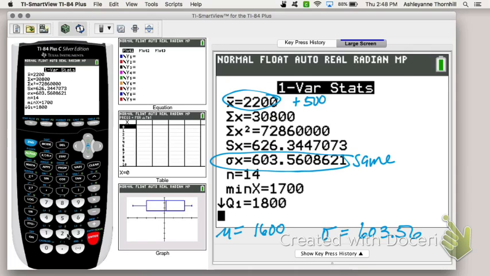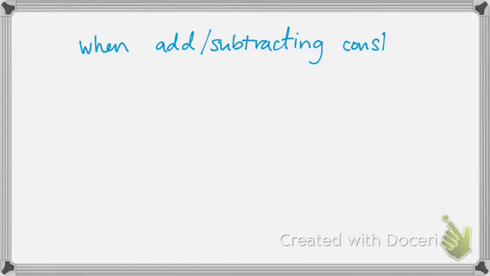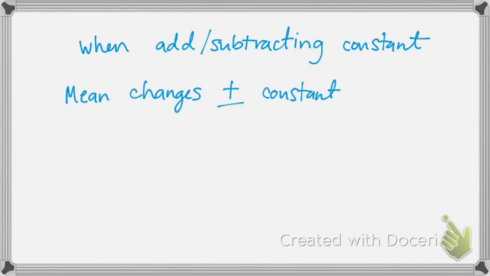So when you are just adding or subtracting a constant, I'm going to erase all this, go down to the rules part. So the rules part of the page: when adding or subtracting a constant, the mean changes, so plus or minus the constant, whatever that is. The standard deviation stays the same.